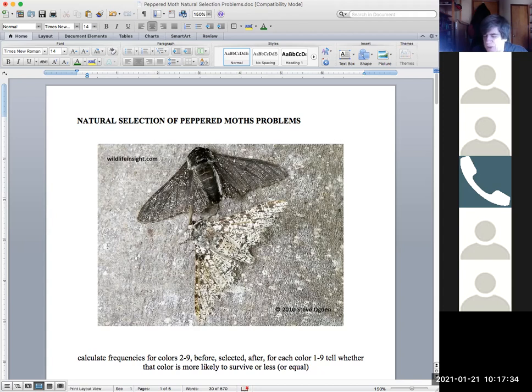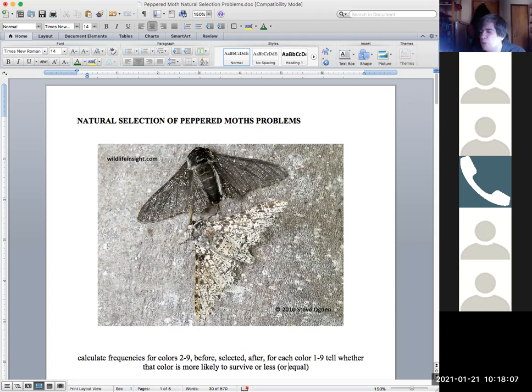If nothing changes, that basically means that's what we would expect. If you think of it like a grab bag and the birds are just picking moths randomly, if color doesn't affect them, then if 20% of the moths are one color, the birds ought to eat 20%. If 19% are another color, the birds ought to eat 19%. So if the birds eat more than we have at the beginning, that color is less likely to survive. If they eat less, they're more likely to survive.